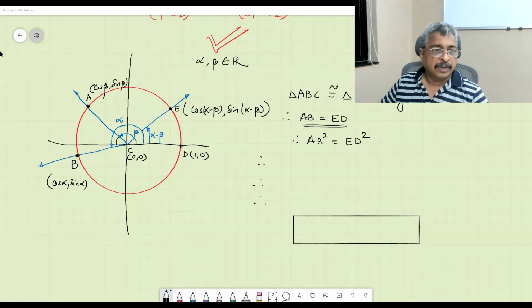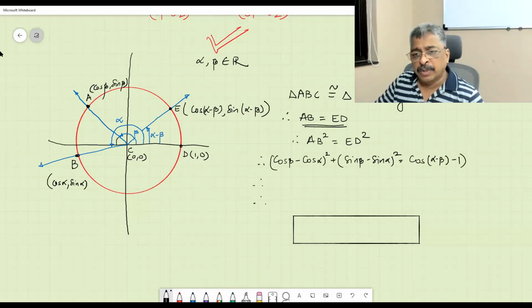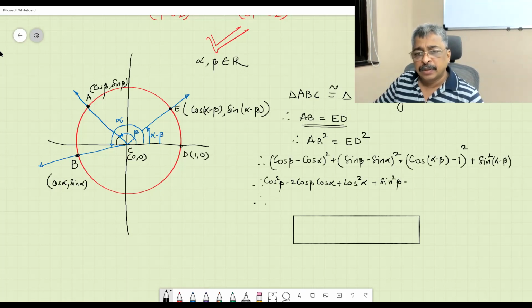Okay, AB square, (x1 minus x2) bracket square, that is (cos beta minus cos alpha) bracket square plus (sin beta minus sin alpha) bracket square is equal to (cos(alpha minus beta) minus 1) bracket square plus sin(alpha minus beta) square, which is cos square beta minus 2 cos beta cos alpha plus cos square alpha plus sin square beta plus sin square alpha minus 2 sin alpha sin beta.